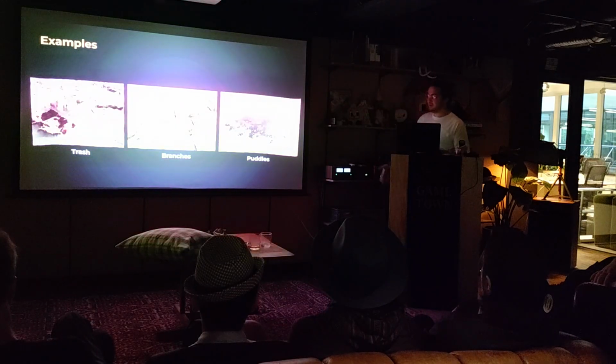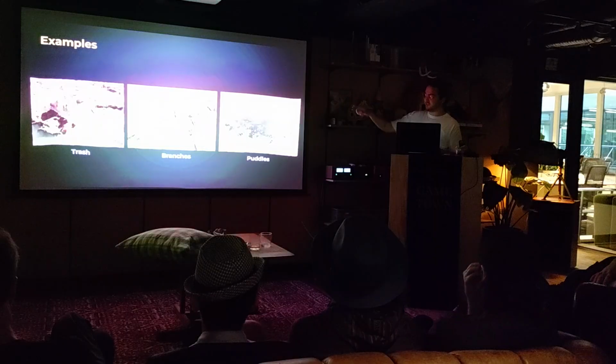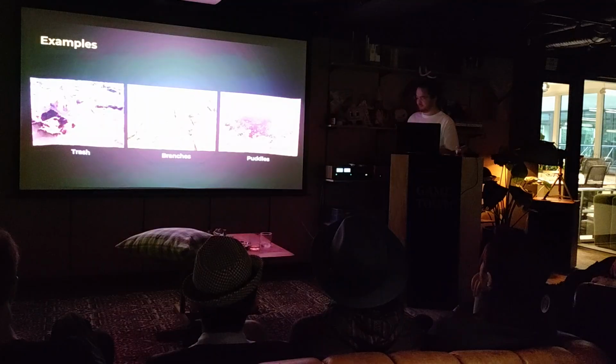So a few examples. You can trash the place. You can put a lot of branches. Also that branches texture really didn't have a good height, so the stretchy look is kind of caused by that. But you can do puddles, and they look pretty good, and they don't glitch out with the VSMs or anything.